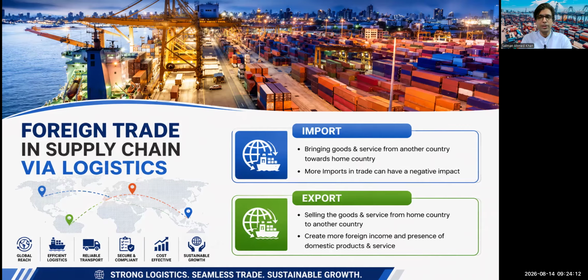While doing foreign trade around the globe, two basic things are done. Number one is the import. When we talk about import procurement, it means bringing goods and services from another country to the home country. And when I talk about the export, it means selling goods and services from the home country to another country.